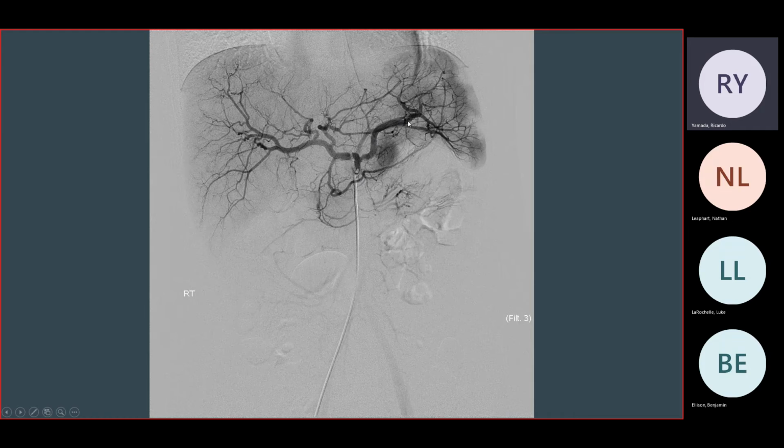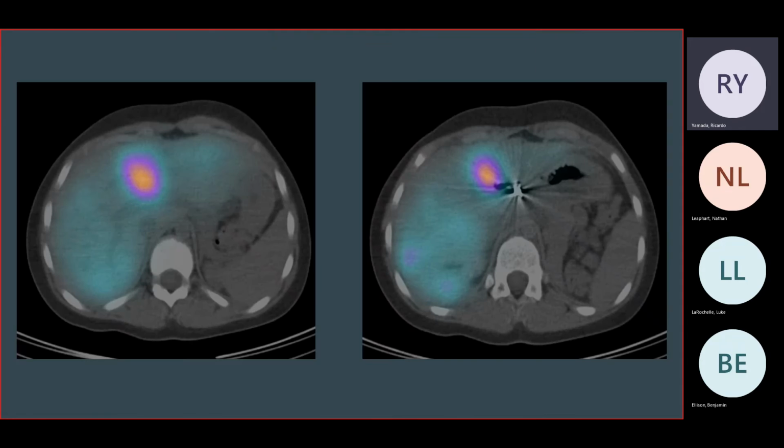Then here we have the splenic artery and the hepatic artery, the right and left hepatic arteries, and we are able to do more selective angiograms in order to define where the tumor is or which vessels are feeding the tumor. For this particular tumor, we need to do a SPECT CT, where we inject technetium-99 inside the vessels to confirm which vessels are feeding the tumor.